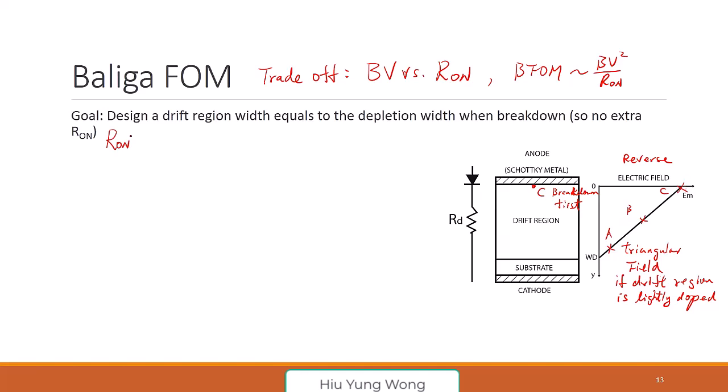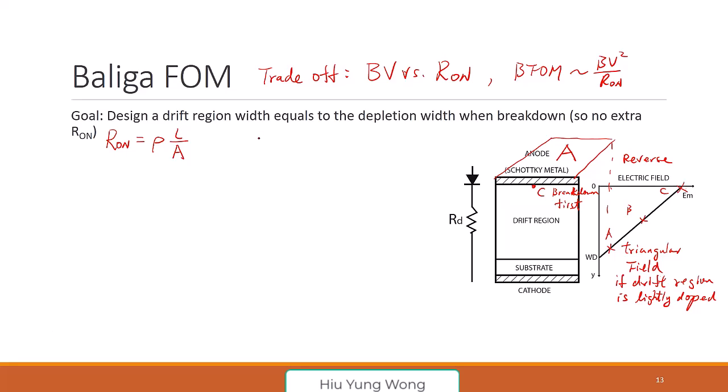What is R on? R on, of course, is just equal to area times resistivity divided by length. Correct? No, sorry, opposite. This is the conductivity. It should be length divided by area, right? Larger area, smaller R on. I know you all know that, but I just put it in the wrong direction.